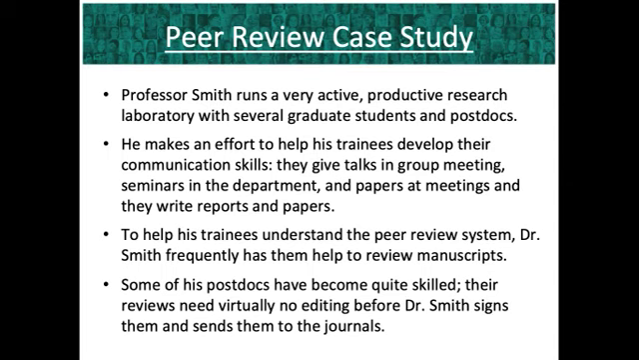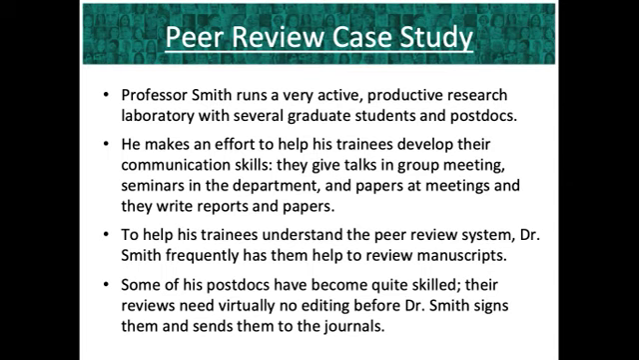In fact, there's some interesting studies that suggest that the best peer reviews don't come from well-known people in the field, but actually from junior faculty who really put a lot more time and effort into the peer review itself. And so he allows his graduate students and postdocs to peer review manuscripts, and in fact, as this states here, some of his postdocs have become quite skilled, and so their reviews actually don't need any editing before he signs them and sends them to the journals.